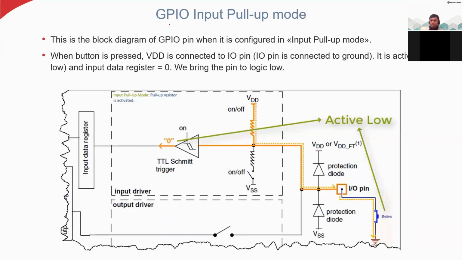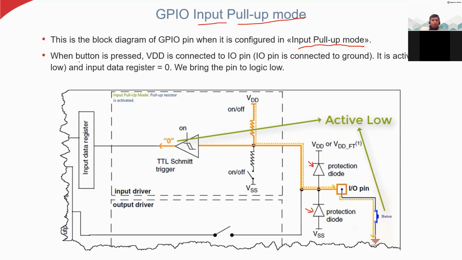Now we will go to the general GPIO input pull up mode. This is the block diagram of the GPIO pin, configured in the input pull up mode. So what is happening now? Here you can see the internal diagram and the pin, and I connect this pin to a button or switch, and the other end of the switch is connected to ground. And of course I have these protection diodes, which are general purpose protection diodes to avoid the reverse flow of current.